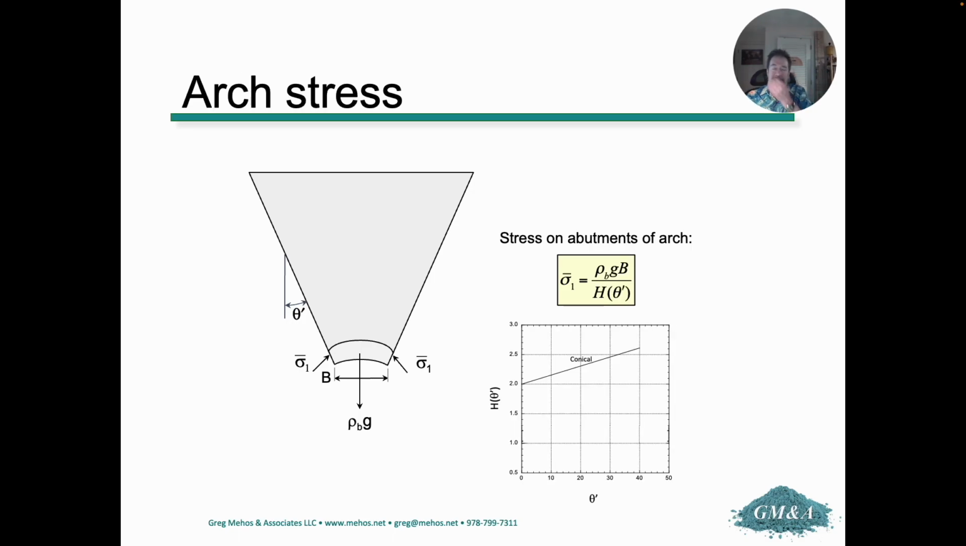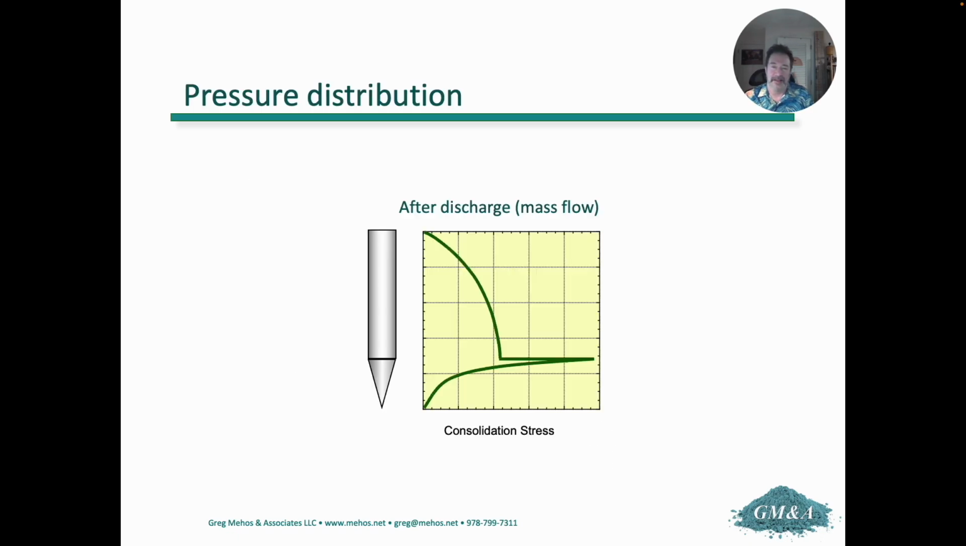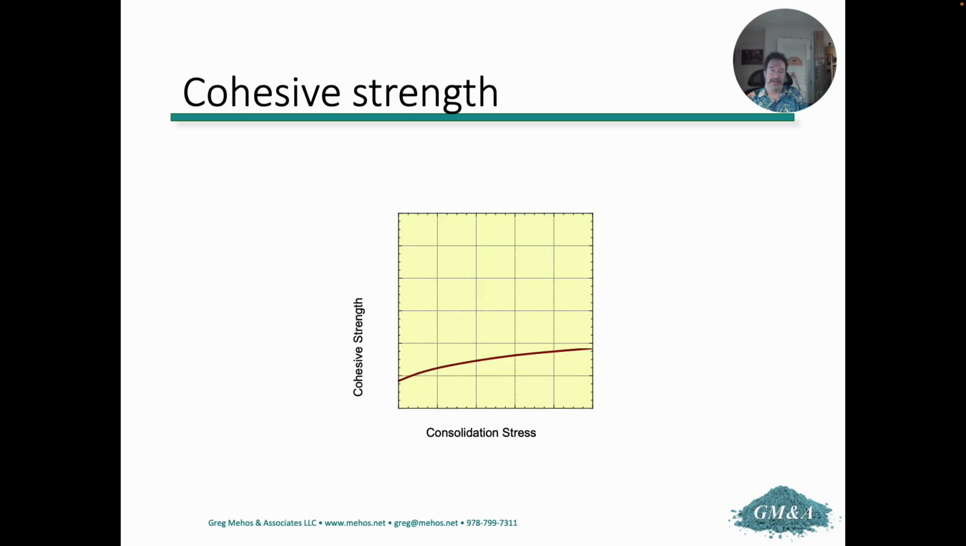But Jenike did some measurements, found out it was a little bit smaller, so he defined a function h of theta prime, theta prime being the hopper angle. And so it's going to be approximately 2, 2 plus change. The amount of change depends on the hopper angle. So now we're getting there. Again, this is the pressure distribution. We're able to calculate that if we know what the bulk density is and what the wall friction is.